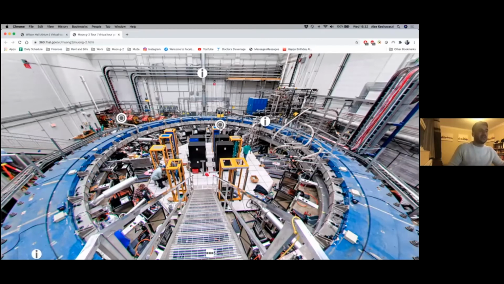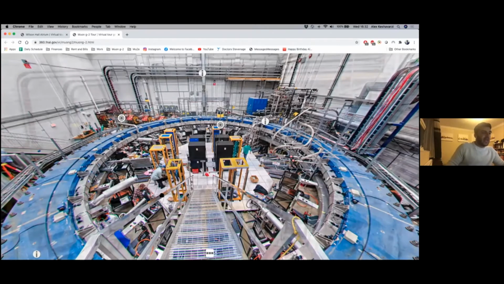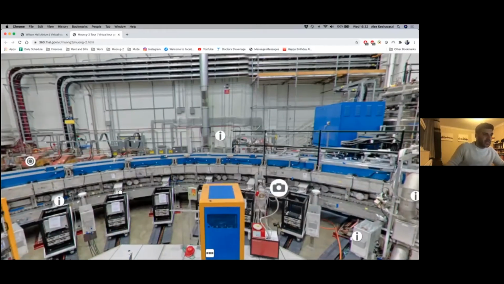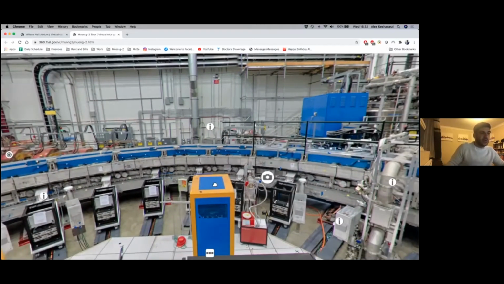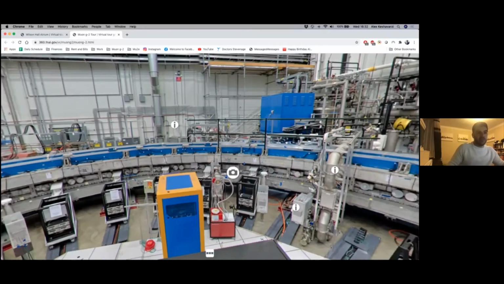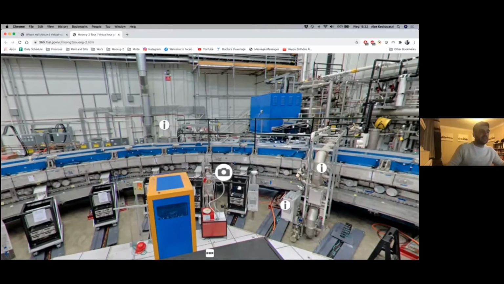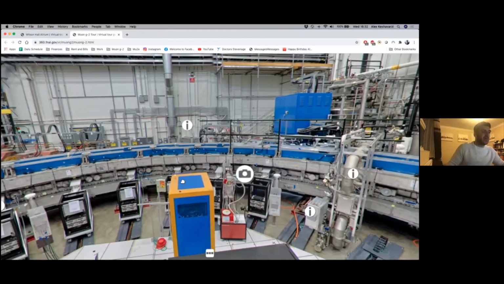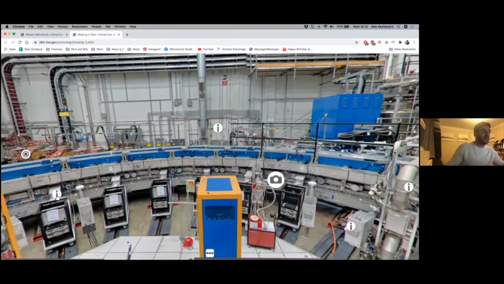So let me go into the view from the center now. And you can see here that these boxes all the way around the edge, these black ones, are all the calorimeters. These ones still haven't been put in at this point here, but you can see these are the calorimeters, and there are 24 of them at equidistant positions all around the ring.